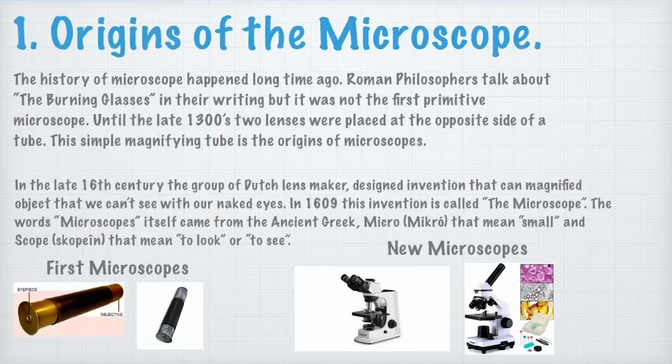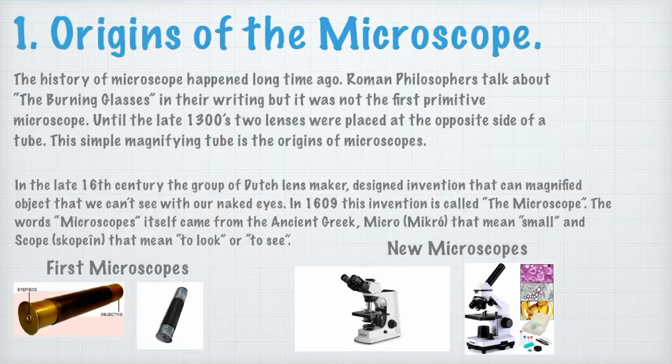Microscope. Origin of the microscope. The history of the microscope happened a long time ago. Roman philosophers talked about magnifying glasses in their writing, but it was not the first primitive microscope. As late as 1300, two lenses were placed at opposite sides of a tube. The simple magnifying tube is the origin of the microscope.